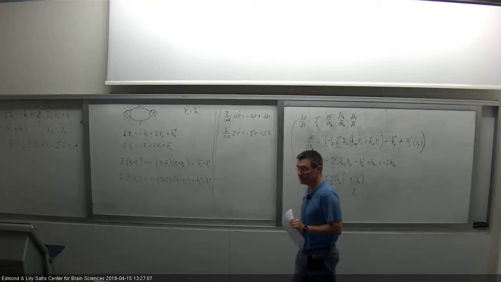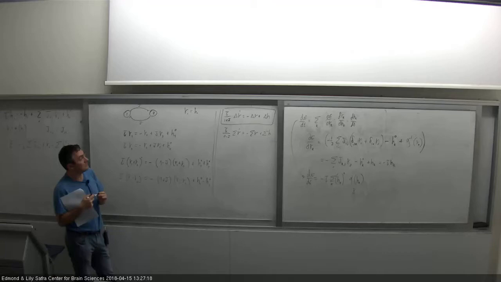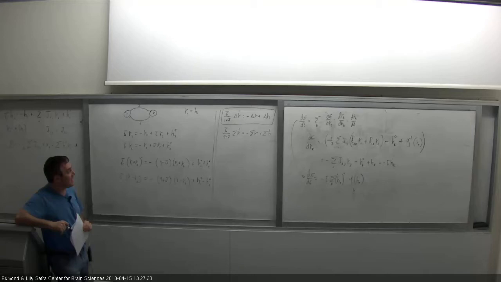So let's consider this equation first. What will happen to delta R? Delta R will converge to delta H in a time. How long will it take to converge? What's the characteristic time? It will not be tau. It will be tau over 1 plus J. So if J is large, for example, then it will converge faster than the characteristic time of the single cell.